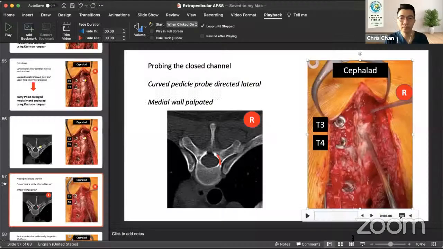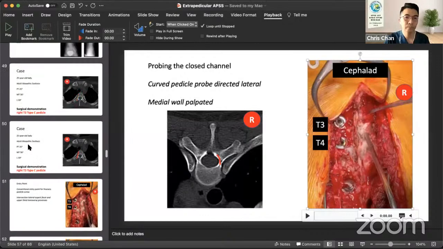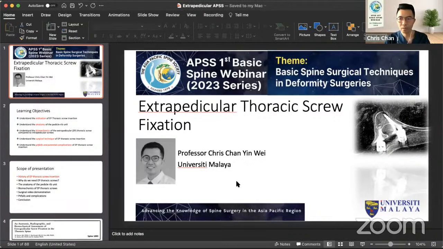Thank you very much, Dr. Kai Chow. Allow me to share my screen. Can you see my screen? Yes, it's clear. Okay, I will share my slideshow now.